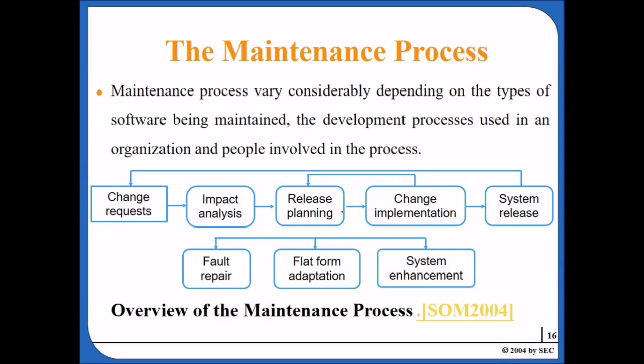Then the maintenance process. The maintenance process actually varies considerably depending on the type of software being maintained, the development process used in an organization, and the people involved in the process. Let us see them. This is the overview of the maintenance process. We receive a change request, then we do the impact analysis, then release planning, then change implementation is done, then system release, and then again any change requirement. So here we do the fault repair, platform adaptation, and system enhancement.